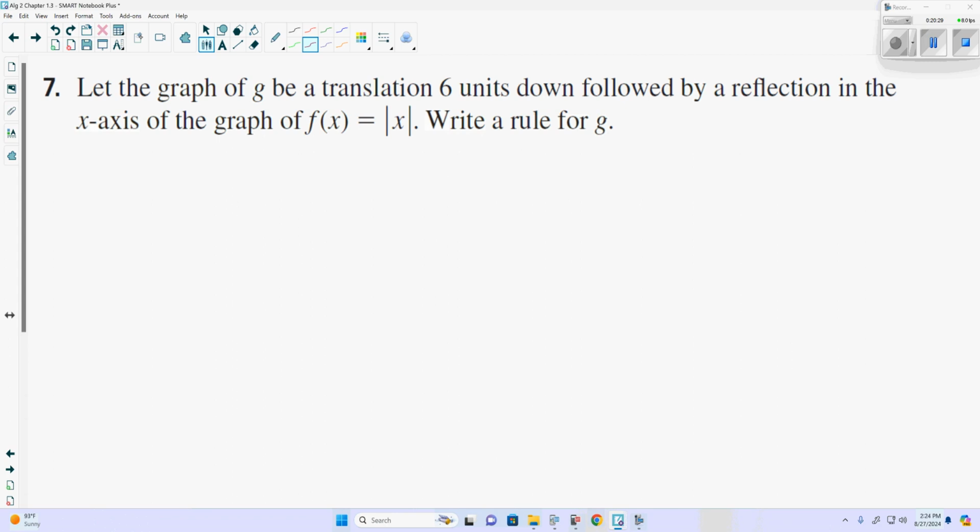So, we're going to start off with W of x. Our first transformation is 6 units down. And the second one is a reflection in the x-axis.